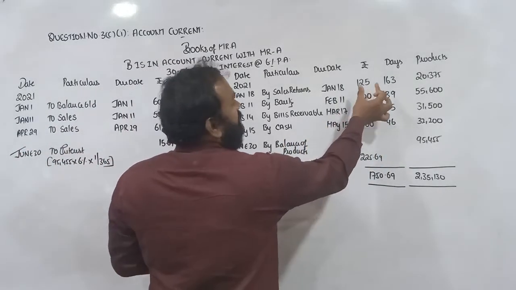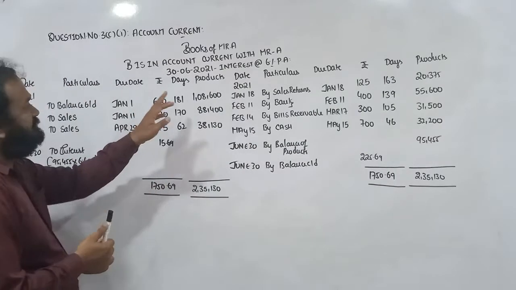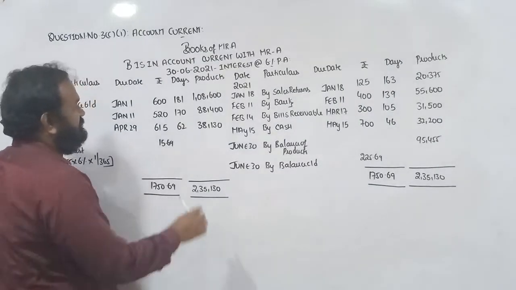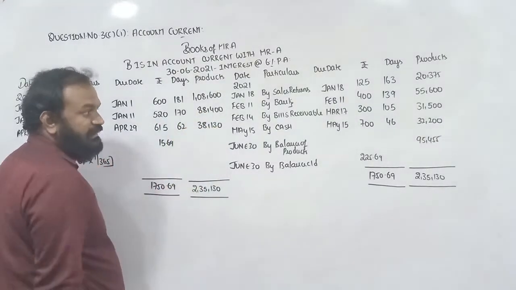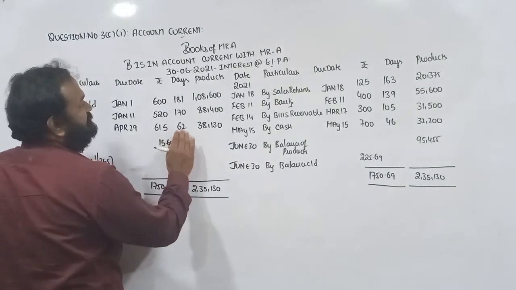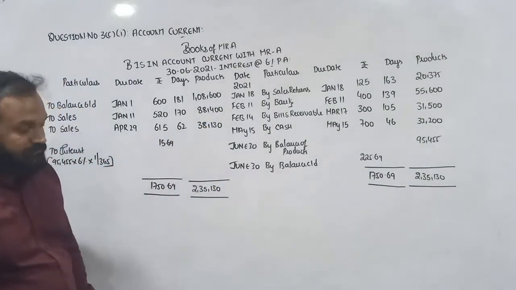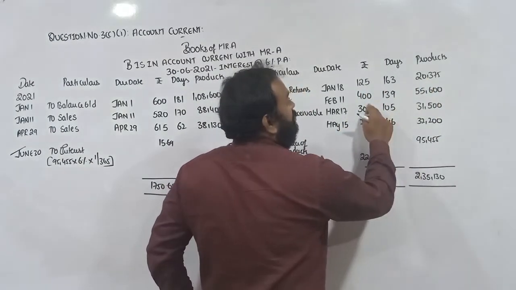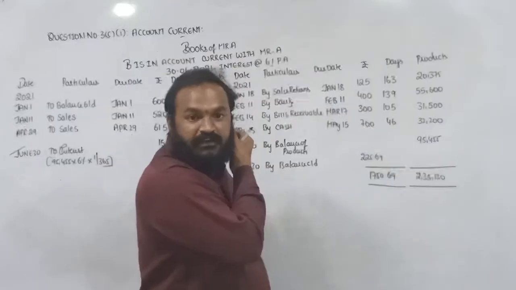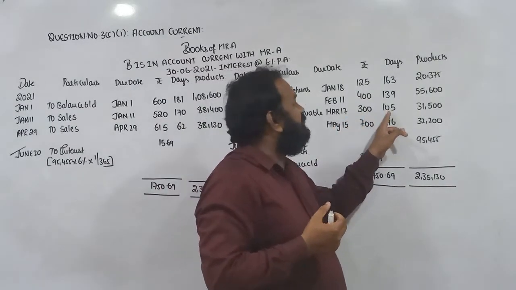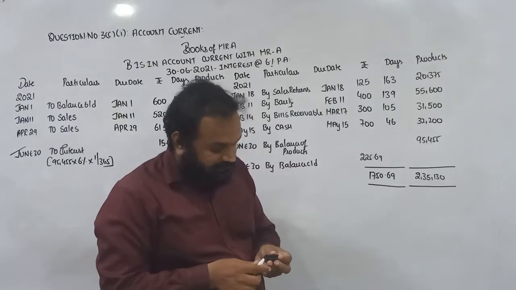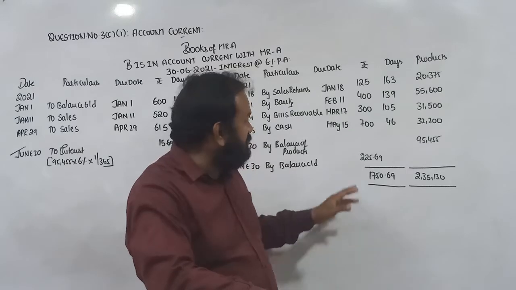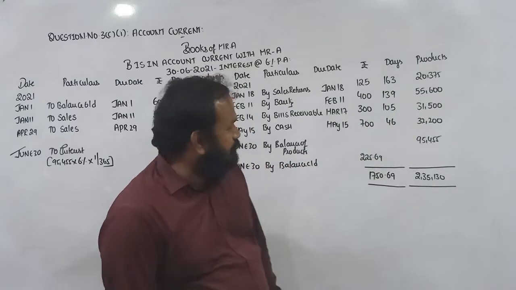So with the help of amounts and days, you have to compute products. 600 into 181, 1,08,600. 520 into 170, 88,400. 615 into 62, 38,130. 125 into 163, 20,375. 400 into 139, 55,600. 300 into 105, 31,500. 700 into 46, how much? So 32,200, boys and girls.